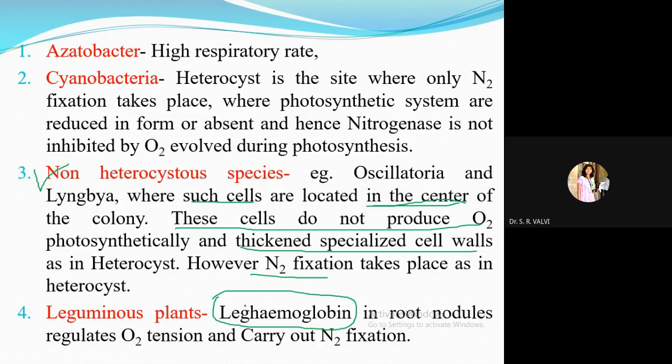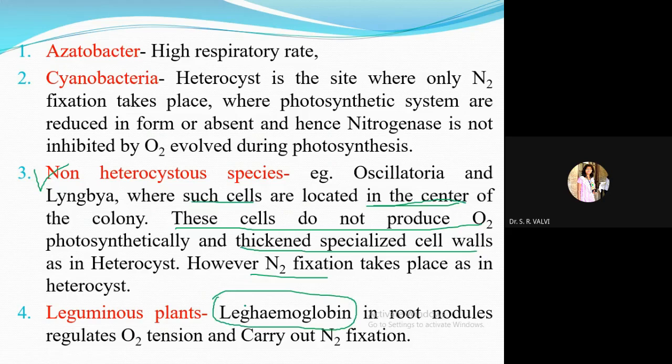Okay, so what does hemoglobin do in human beings? It combines with oxygen, right? Here, the hemoglobin present in leguminous plants is called leghemoglobin. This leghemoglobin within the leguminous plants regulates the oxygen level, and hence nitrogen fixation will take place.